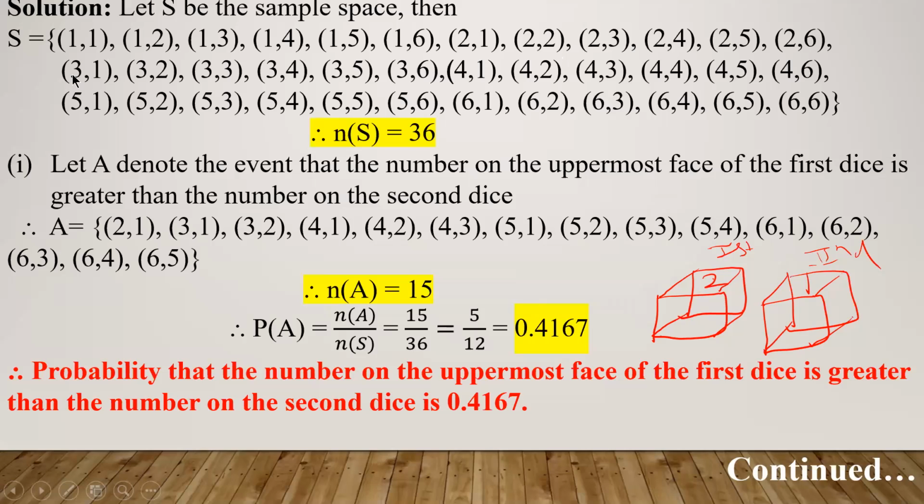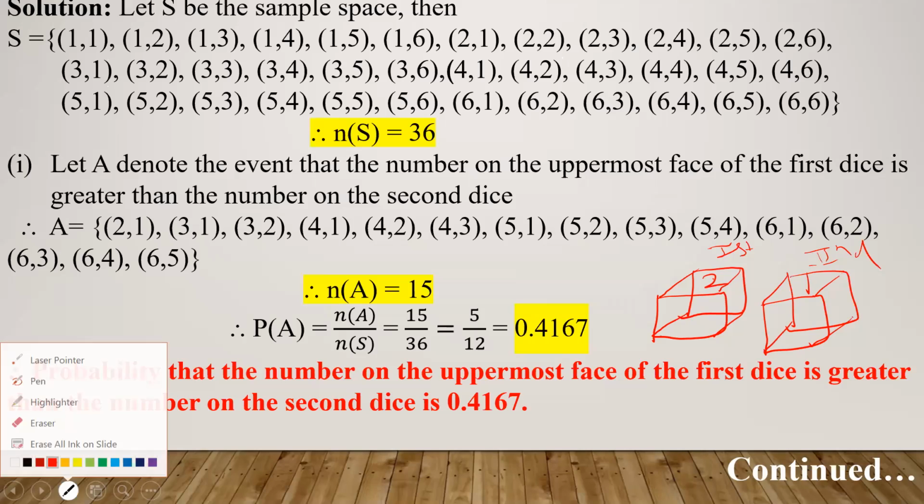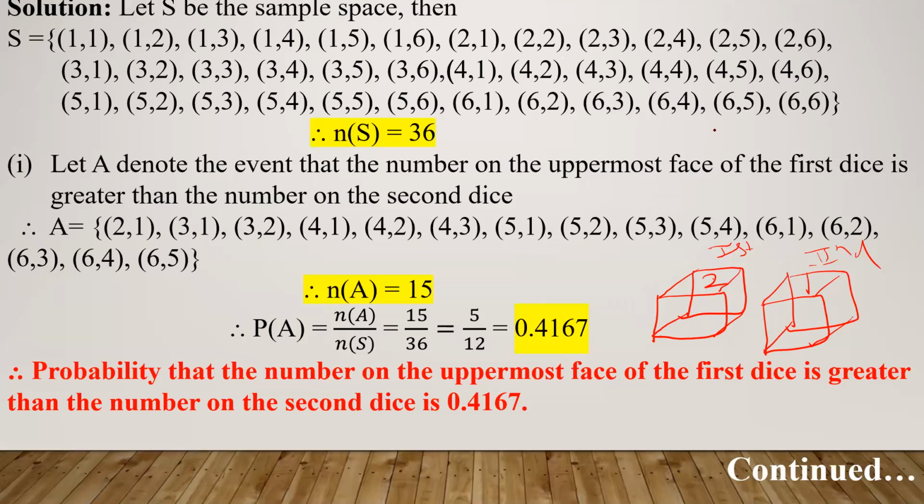What about 3, 1? Yes, 3, 1 will come because the first dice shows 3 and the second dice shows 1. You can see that if the number on the first dice is 3 and on the second dice it is 1, then the number on the first dice is bigger than the number on the second dice. So 3, 1 will come.